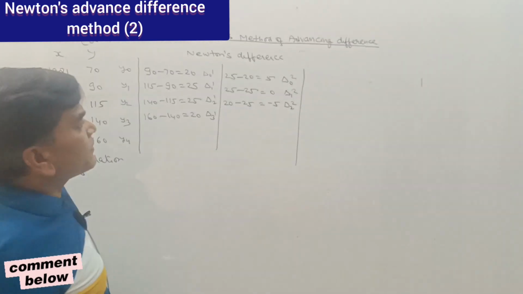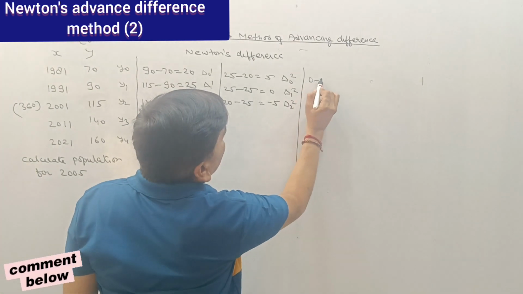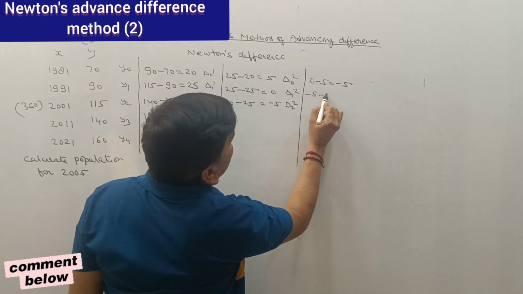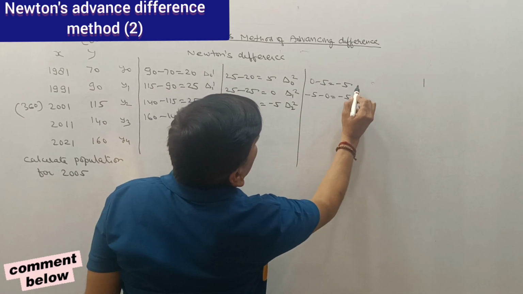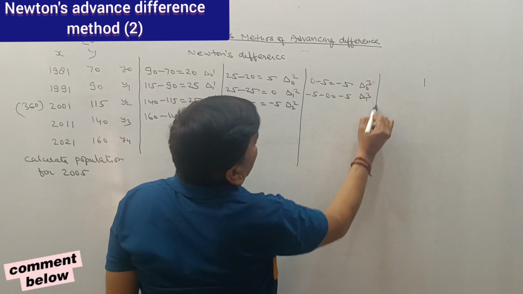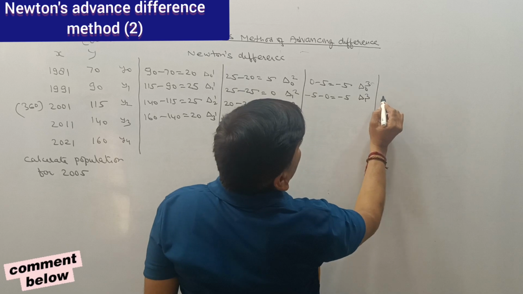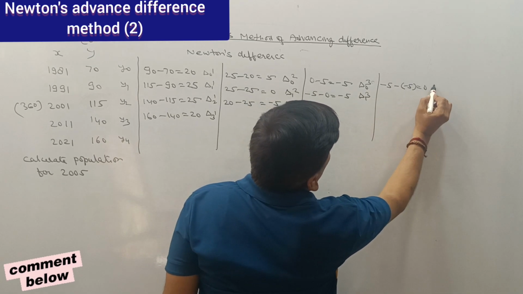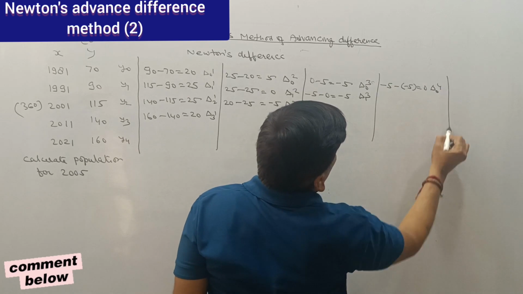Now the third difference: 0 minus 5 is minus 5, and minus 5 minus 0 is also minus 5. So that is delta 03 and delta 13. And the last difference, minus 5 minus 5, is 0, delta 04.